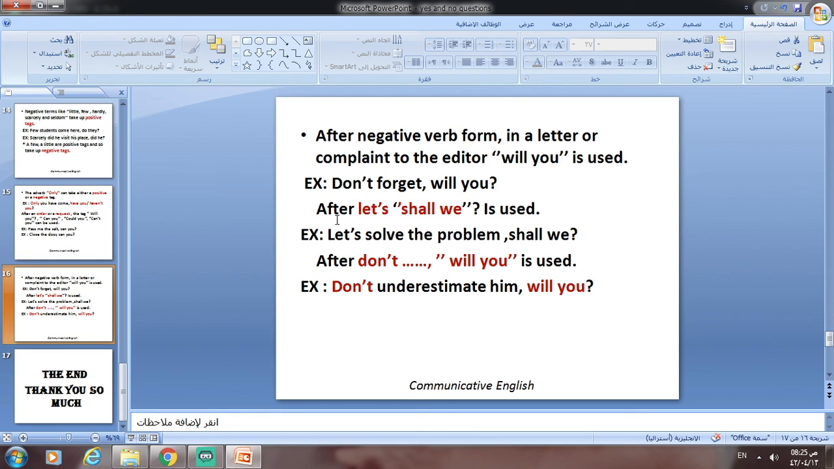After let's, shall we is used. So if the sentence starts with let's solve the problem, we say shall we. Whenever you use let's solve the problem, shall we? Shall we? Because we use let's. Okay. And after don't, we use will you. So if you start the sentence using don't, you must put the question tag using will you. Like, don't underestimate him. Will you?